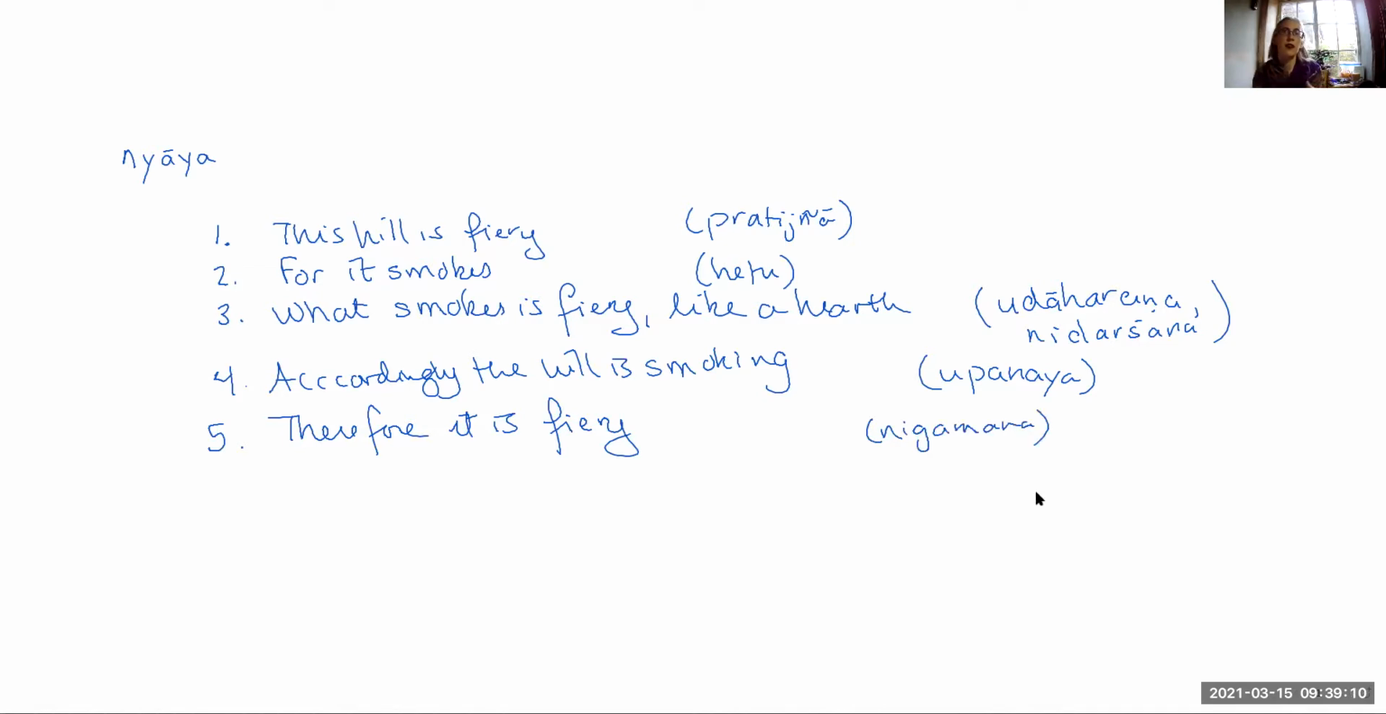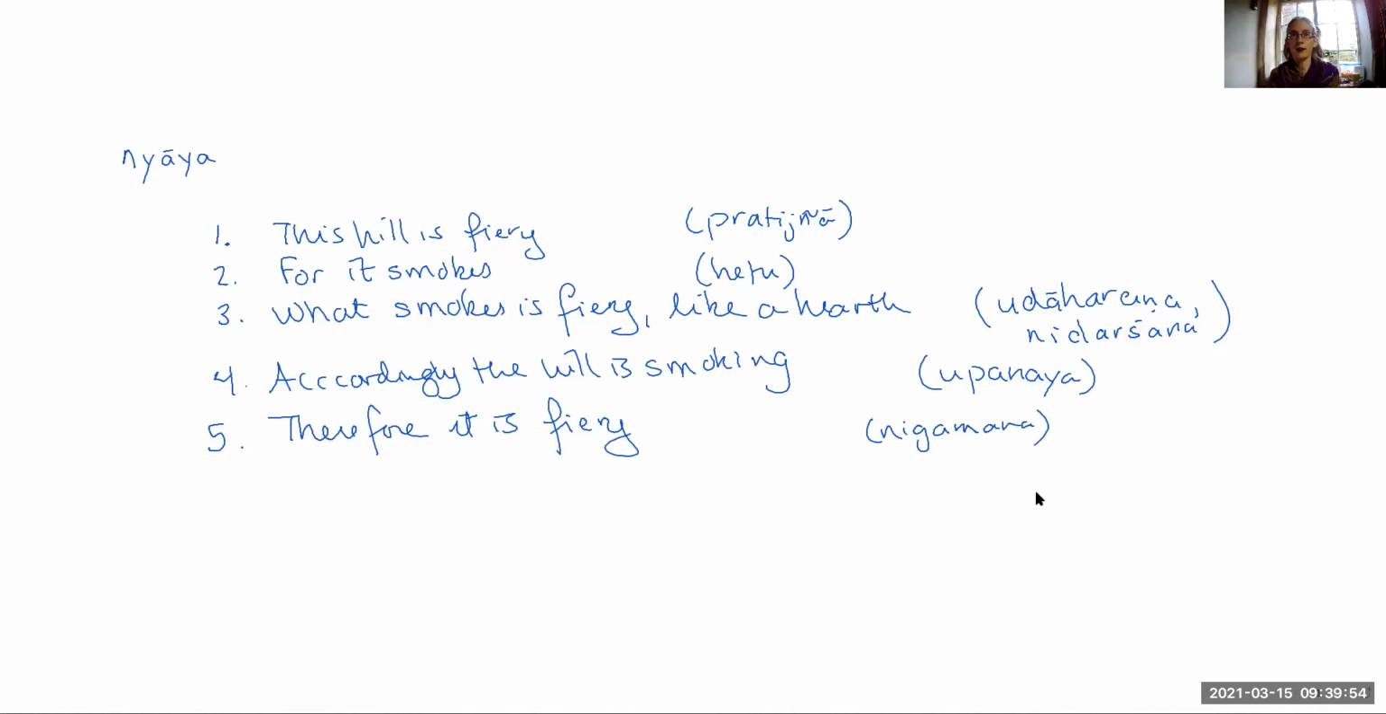So what you can see is that this form of argument with five steps is basically the three-step argument plus the addition of the application and the conclusion, so steps 4 and 5. Accordingly, the hill is smoking, therefore it is fiery. So what we're doing is taking the general statement in step 3 and applying it to the hill, and then drawing the inference at step 5. This was particularly interesting to the members of the audience at the Royal Asiatic Society, because this looks very much like formal reasoning, much more like the sort of formal reasoning that was available to people in the early 19th century.